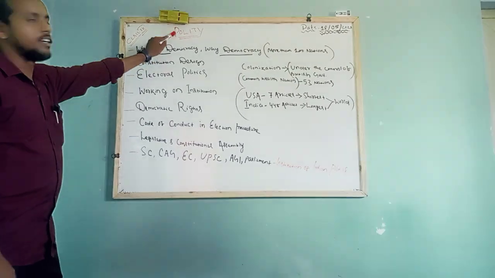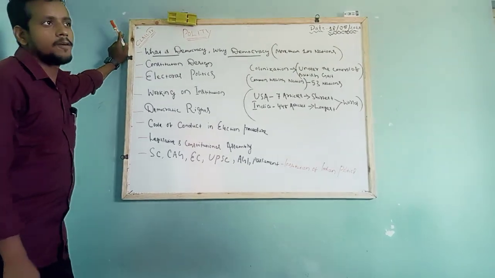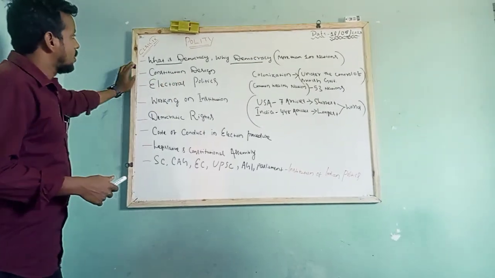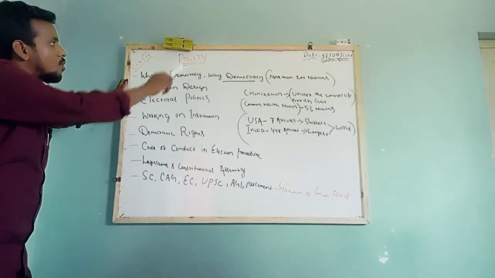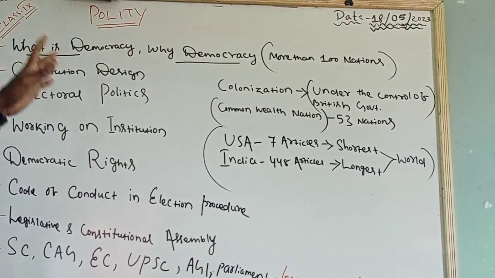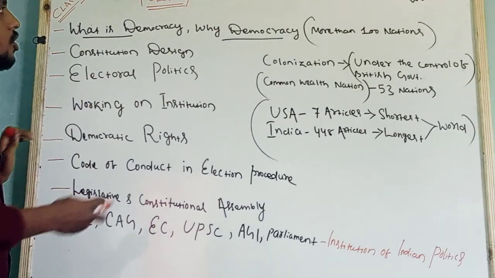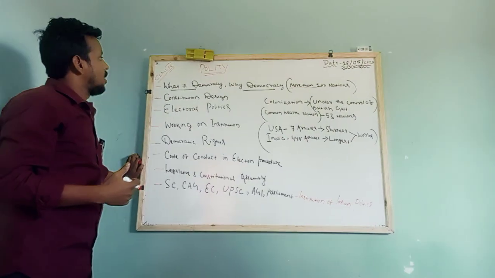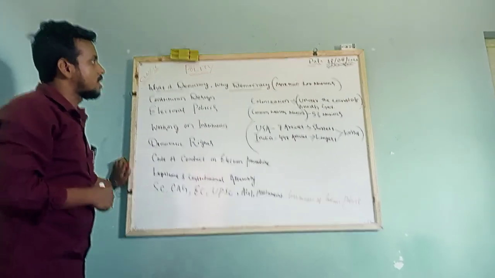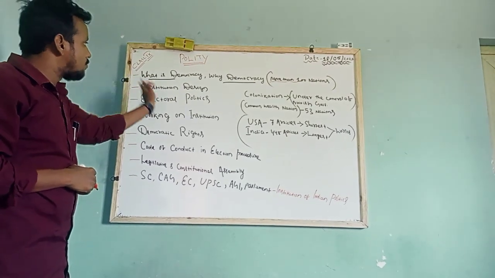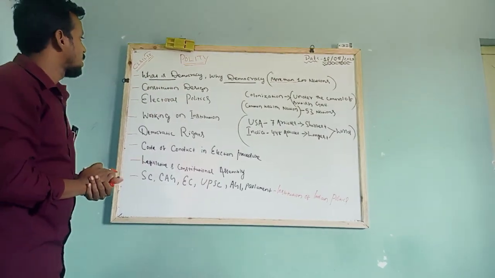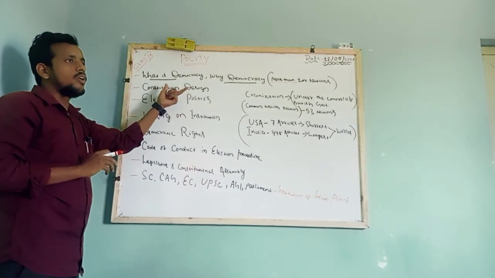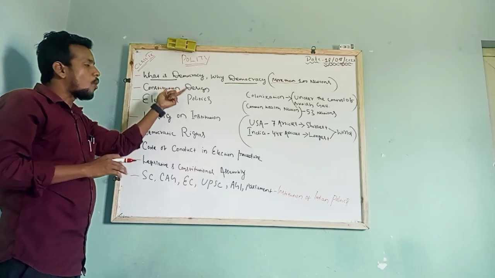So in Indian polity, today we are going to discuss the major features of the Indian polity. And from the beginning, we see what is democracy and why democracy. More than 100 nations in the world have taken democracy as the best model, the best version of governance. And by establishing democracy, they must have a constitutional design.